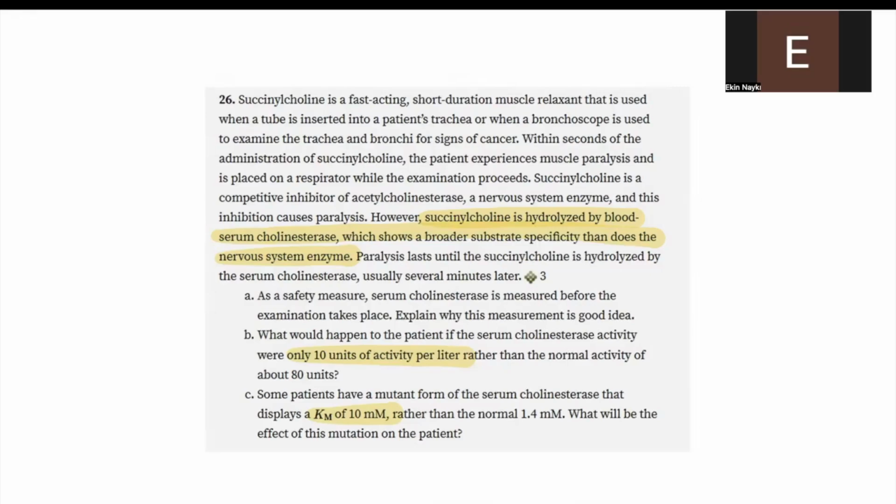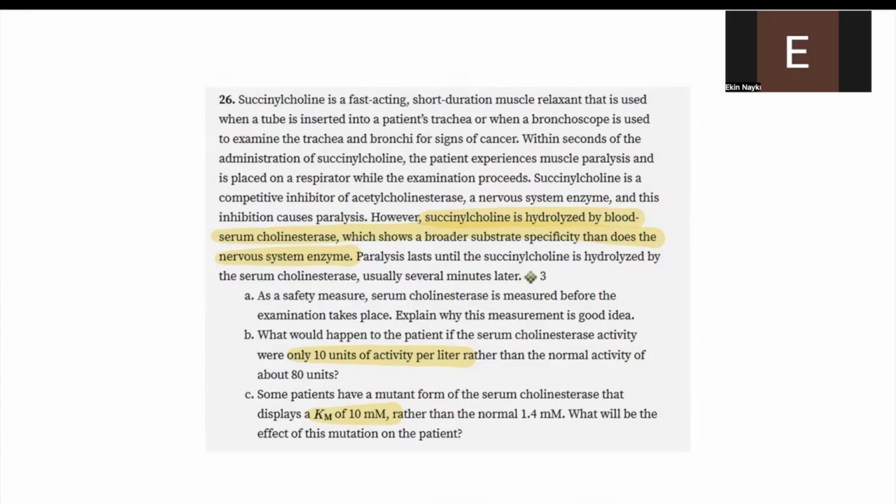The question is that acetylcholine is a fast-acting, short-duration muscle relaxant. It's often used during anesthesia, especially before inserting a breathing tube. And it works as a competitive inhibitor of acetylcholinesterase, the enzyme that normally breaks down acetylcholine at neuromuscular junctions.